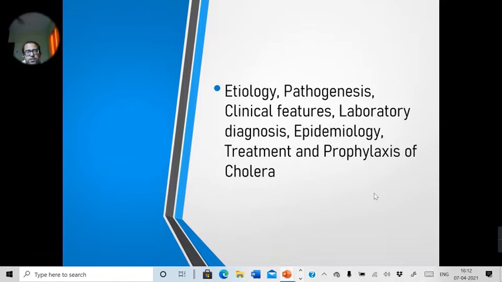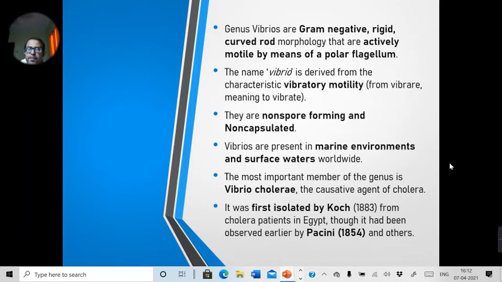So we will begin our first disease, that is cholera disease. This cholera pathogen belongs to the genus Vibrio, and the characteristics of this genus are that these bacteria are gram negative, rigid curved rods. When we observe this bacteria under the microscope, you are able to observe that it is a rod with a curve in its morphology. And these bacteria are actively motile by means of a polar flagellum. Means they have a single flagellum. With that single flagellum, they are able to move.